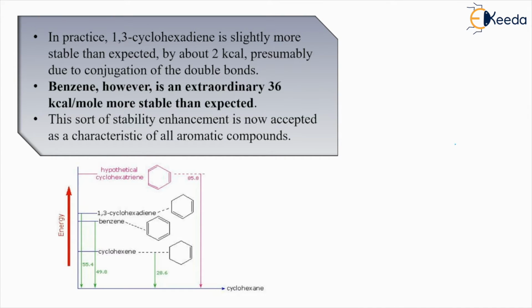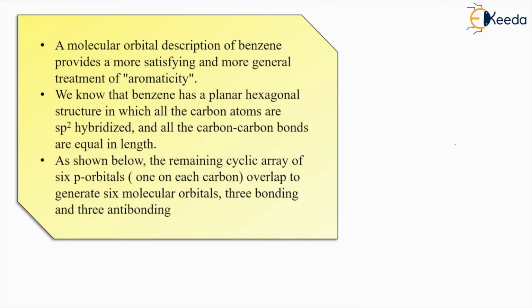People always thought that alkanes were the most stable. After that, in stability came alkenes and finally alkynes. But after seeing benzene, people were shocked to see 36 kilocalories per mole. The molecular orbital description of benzene provides a more satisfying and general treatment of aromaticity. We know that benzene has a planar hexagonal structure in which the carbon atoms are sp2 hybridized, and all the carbon-carbon bonds are equal in length.